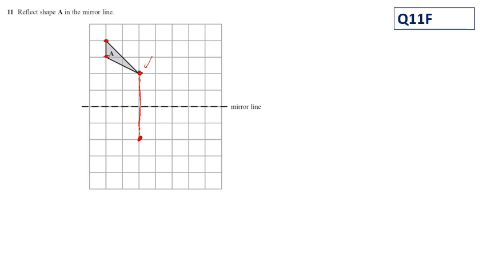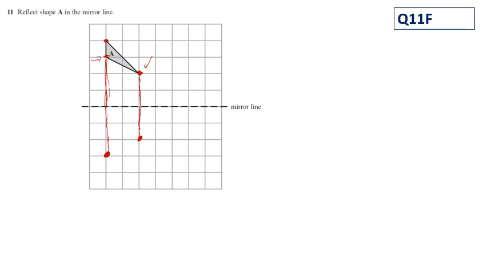And the second vertex, I'm going to draw this one. This is a distance of 3 squares or 3 lines away from the mirror line. So I'm going to reflect this on the other side by drawing an equal distance away from the mirror line. So that's 1, 2, 3.